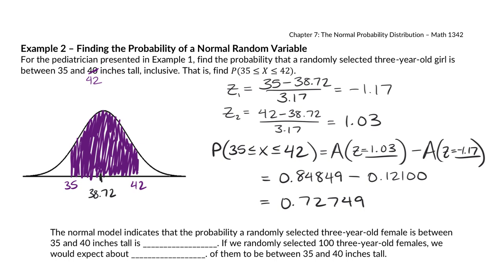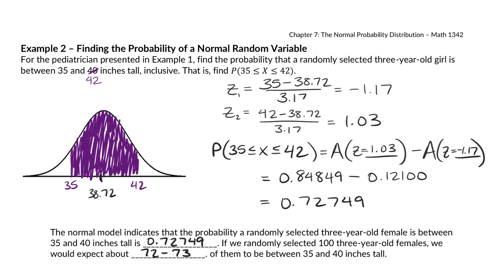So the normal model indicates that the probability a randomly selected 3-year-old female is between 35 and 40 inches is this: 0.72749 or 72.7%. So if we randomly selected 100 3-year-old females, how many would we expect to be between these two values? Somewhere between 72 and 73, right? We'd assume this many would be between 35 and 40 inches tall.